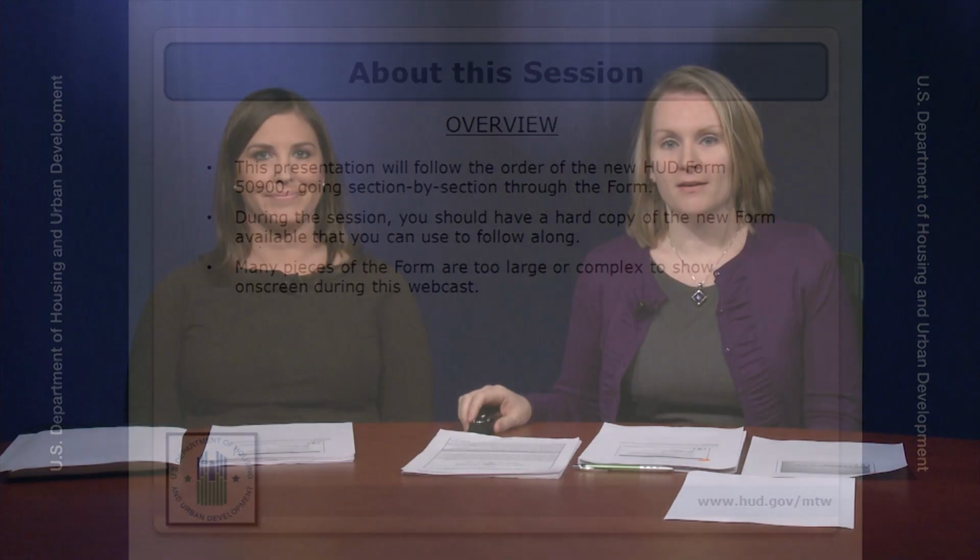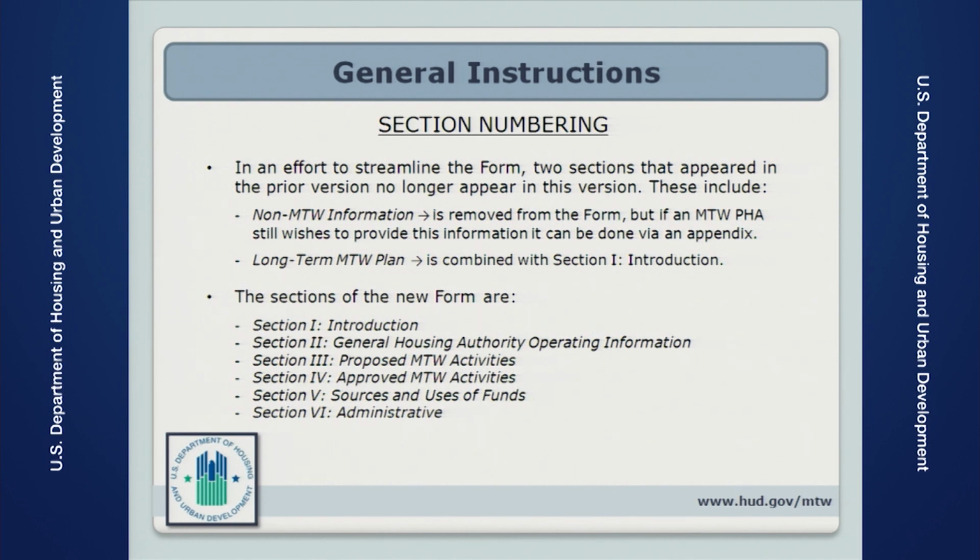Thank you. Great, thanks, Ivan. We're going to start by going over the general instructions for plans and reports. First, let's talk a little bit about section numbering. In an effort to streamline the form, we did away with two sections that appeared in the previous form. They were the non-MTW information that was formerly Section 3 and the long-term MTW plan that was formerly Section 4. The long-term plan we combined with the introduction, and Section 3 we've eliminated, and if an agency wanted to continue providing that information, they could do it as an appendix to the plan or report.